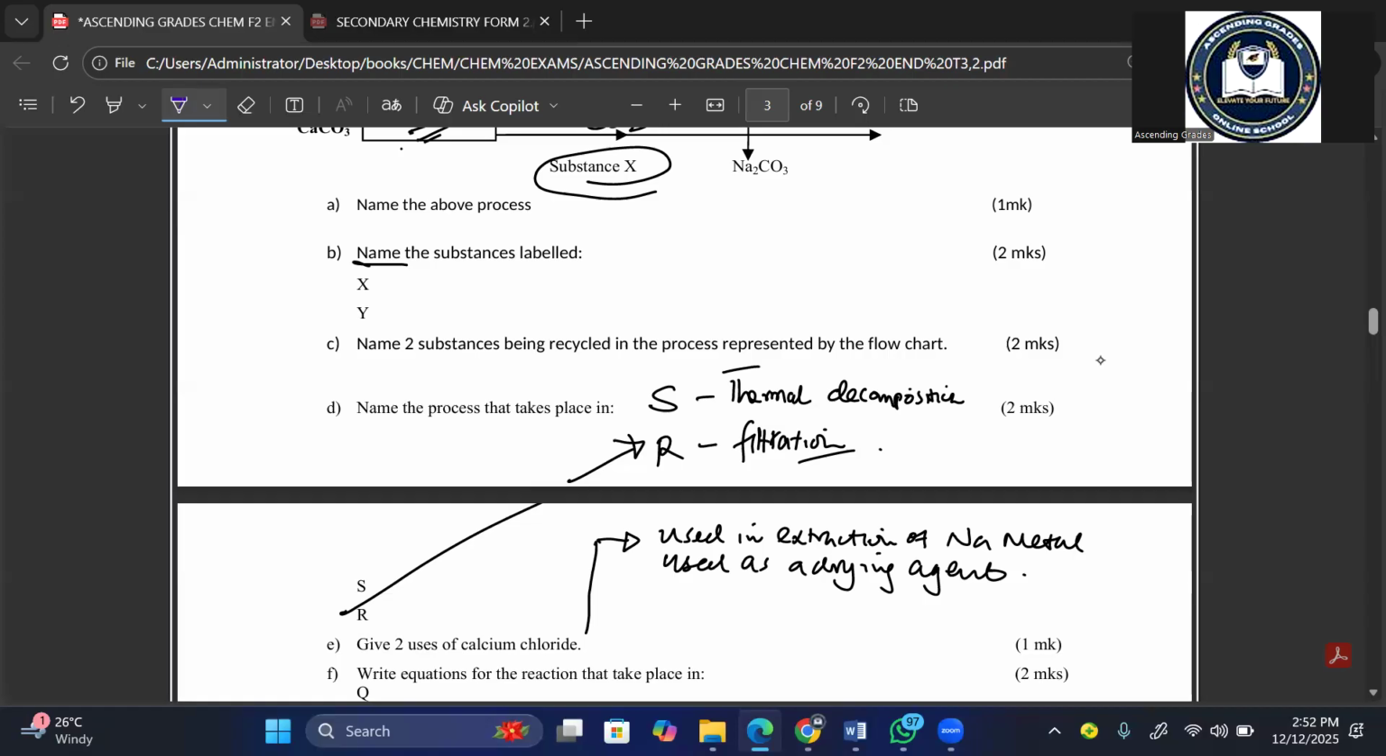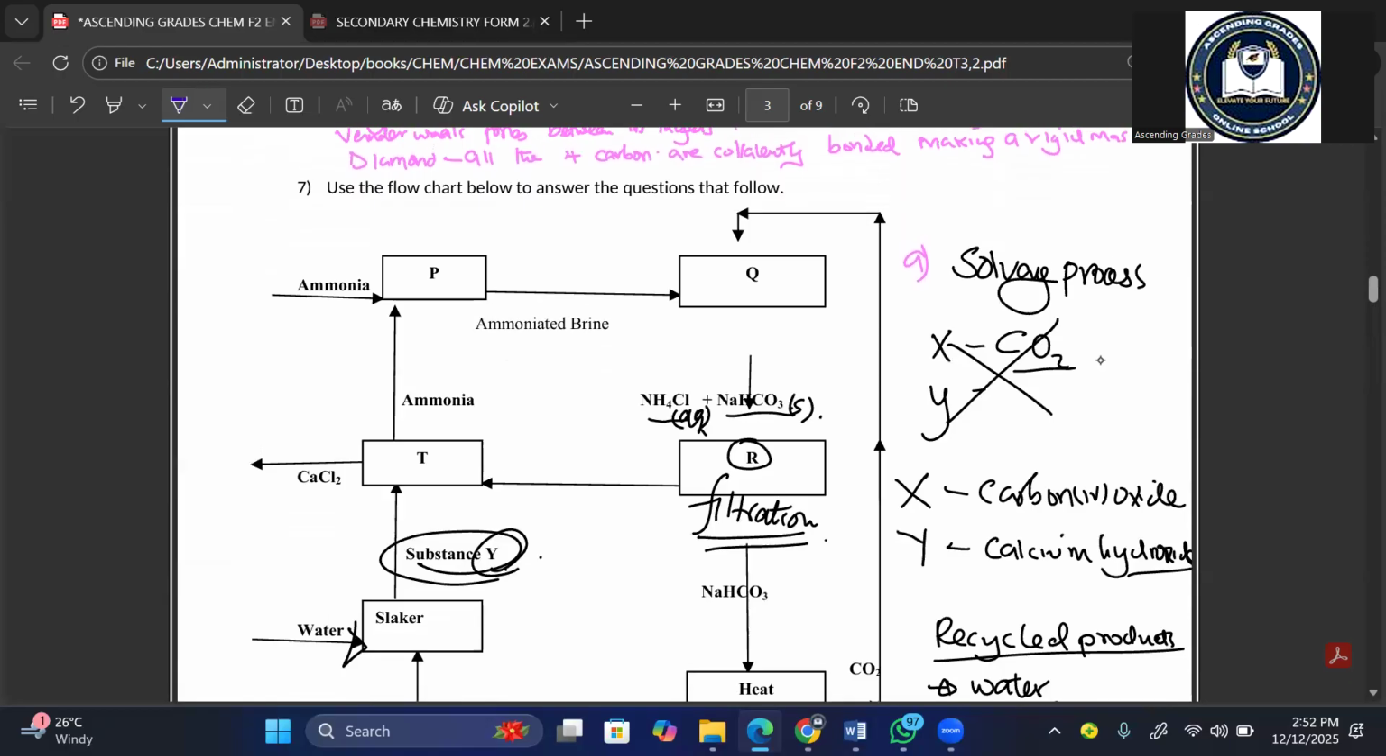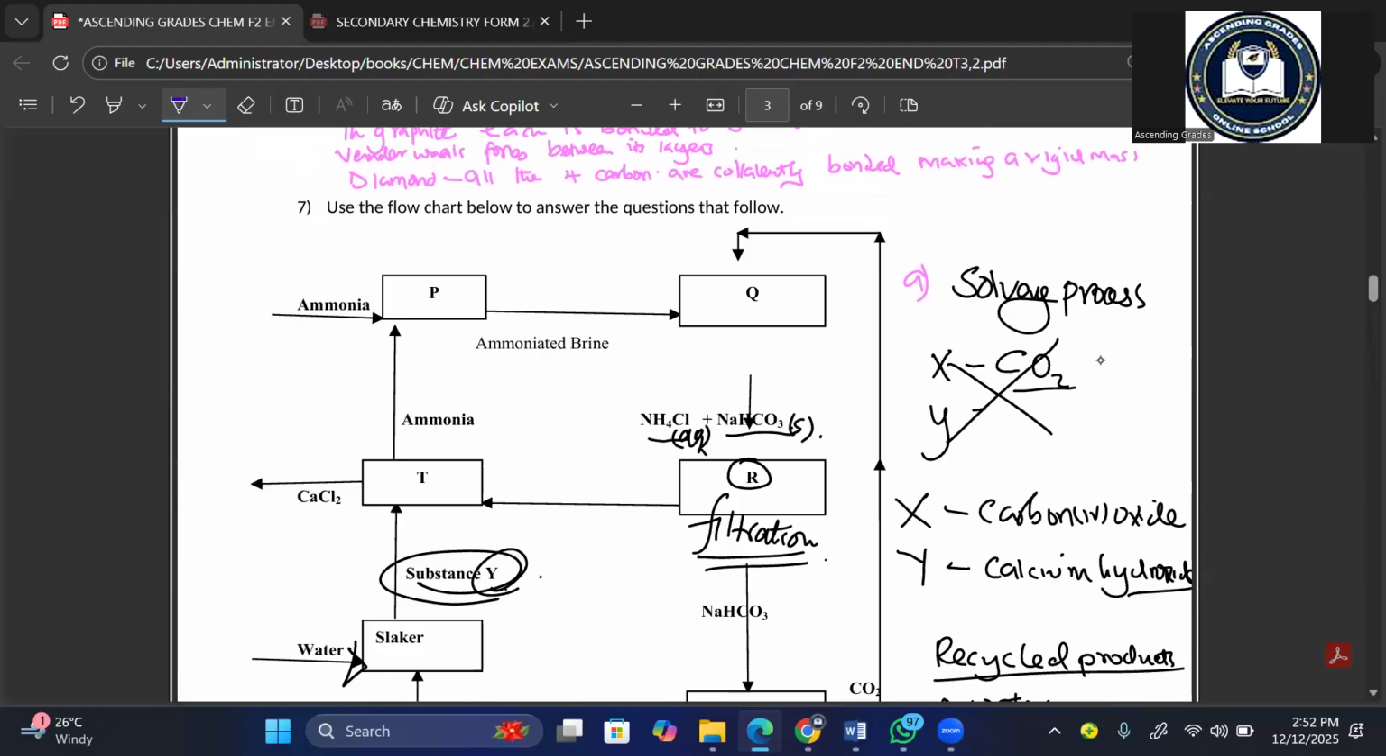Write equations for the reactions that take place in Q. And the other one is T. So what is happening in Q? We have the ammoniated brine, and then it's being mixed with carbon (IV) oxide. You can see it here. So we are supposed to write that equation.